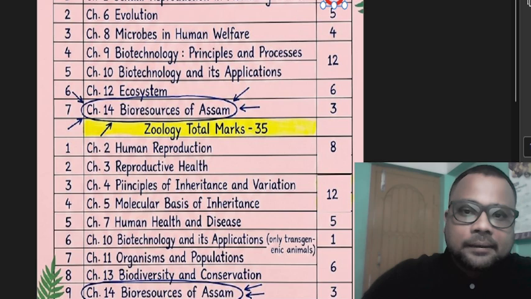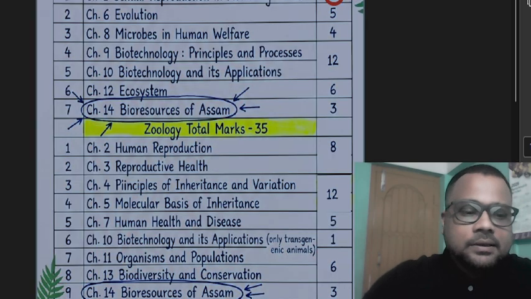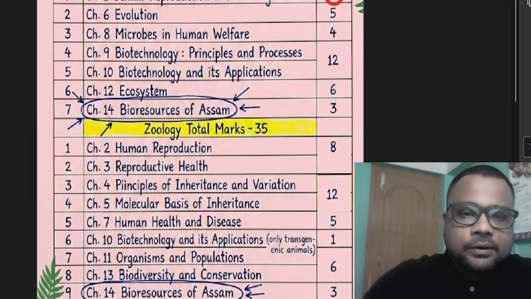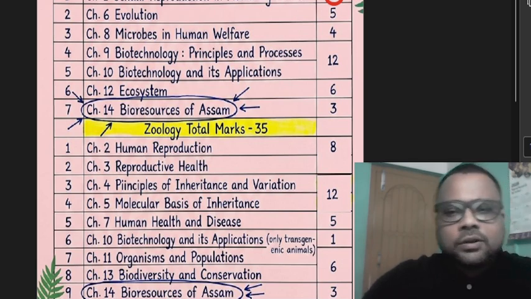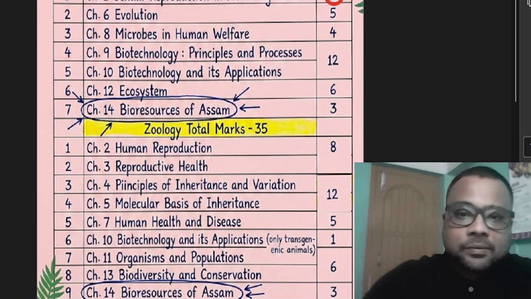Now, the second chapter is your evolution, right? Evolution is going to give you 5 marks again, right? Then microbes in human welfare, it's a short chapter, but 4 marks are asked from this chapter.